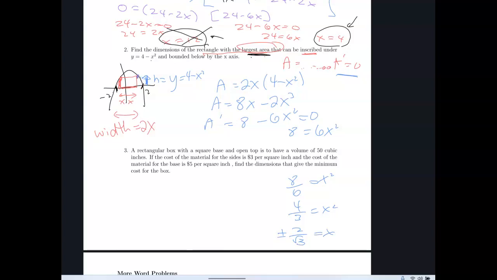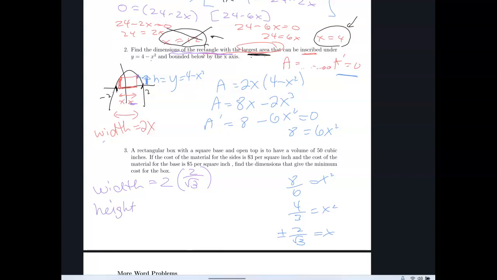Okay, so let's talk about what the answer to the question is: the dimensions of the rectangle. The width, I know, is going to be 2 of those x values. I'm just going to use the positive x value. So that would be 2 times 2 over root 3. Okay, what would the height be?